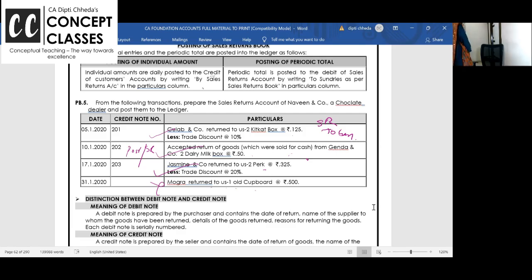Finished? Fifth problem. Have you prepared the sales return book? And then have you prepared the ledgers also? Sales return. Sales return to party, so party account you need to credit. And sales return ledger also you need to debit. What is the total? I know you can say orally also, it's very easy.